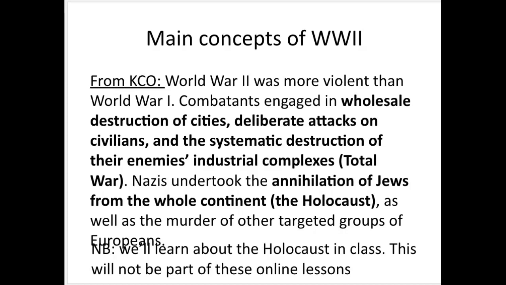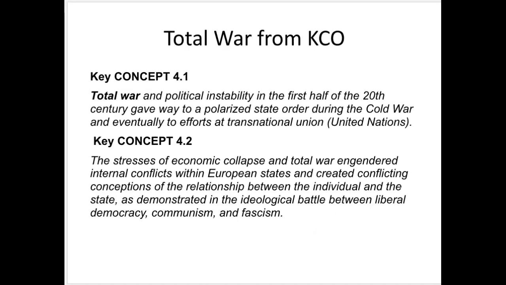Nazis also undertook the annihilation of the Jews from the whole continent in the Holocaust that we will study in class, and murdered a number of other targeted groups. And as I said, we will be learning about the Holocaust in class.